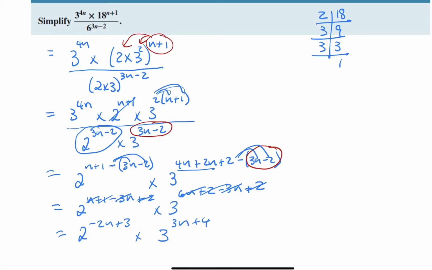I won't change anything. You'll see sometimes they just change the order not to have a negative in the front, so they will say this is 2 to the power 3 take away 2n. But it's exactly the same thing. I won't be too bothered. This will be my answer at the end.